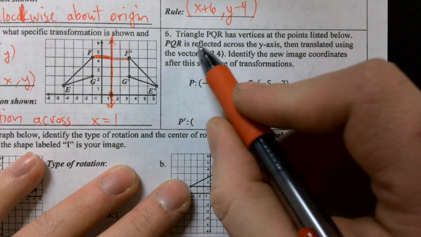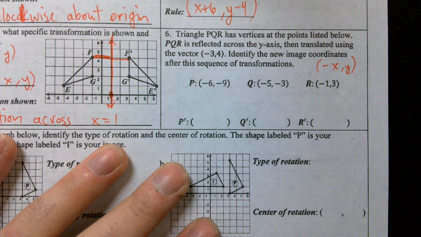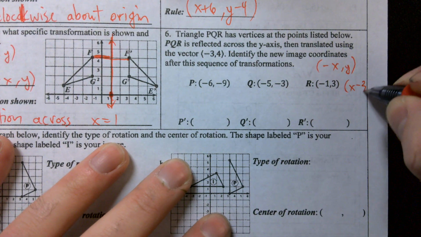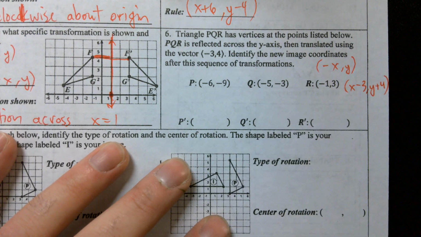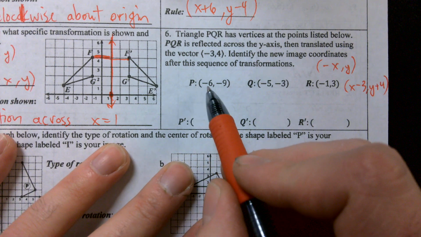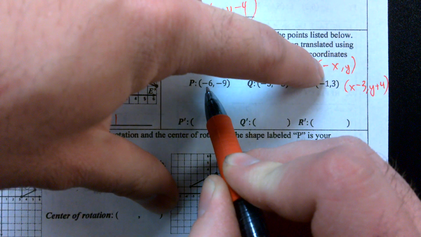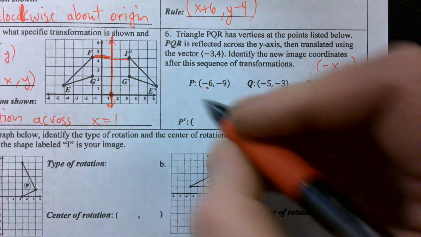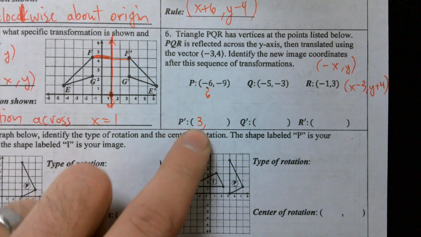So let's just think about this. If I'm reflecting across the y-axis, my rule would be negative x comma y. And then if I have this vector, I'm doing x minus 3, y plus 4. So if I apply both these rules to these coordinates, here's how I can do that. I'm going to take negative 6. I'm going to flip the sign first, then subtract 3. If I flip the sign, that becomes 6. I subtract 3, that gives me 3.